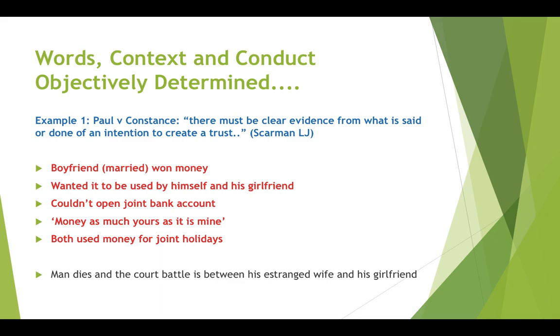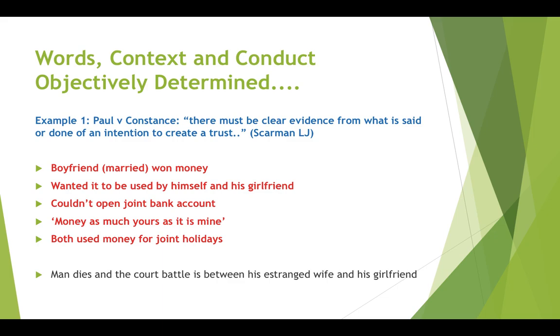So the money was in his account, therefore he's the legal owner of the money. But he said on many occasions, this money is as much yours as it is mine, and indeed they used it for joint things like holidays and so on. So the man passes away, and his wife gets to know about the money, and his girlfriend obviously knows about the money, and there is a court battle between the two.